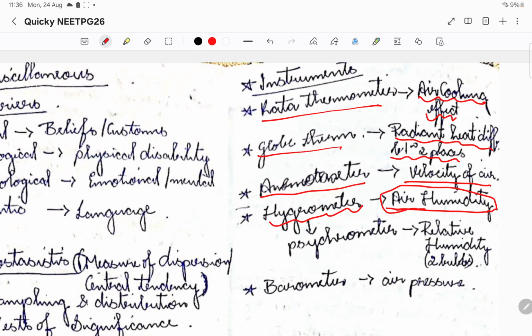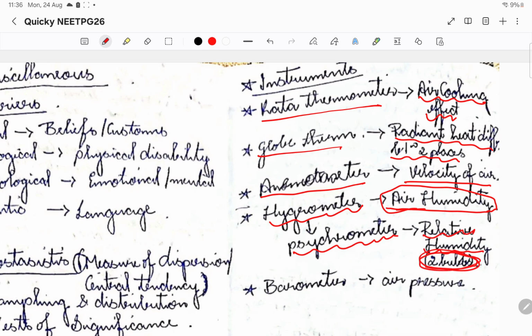For example, we are in a beach city, for example Kerala, Mangalore, or Pondicherry. So what is the humidity difference between these places that we see? This is where we use a hygrometer. There is also something called a psychrometer, where we check for relative humidity. There are two bulbs here.